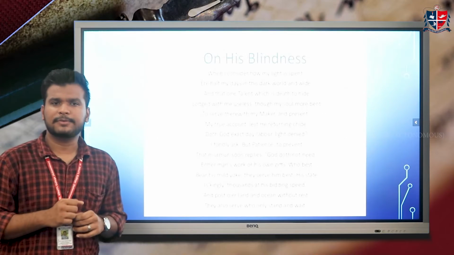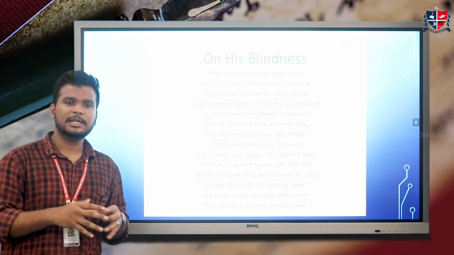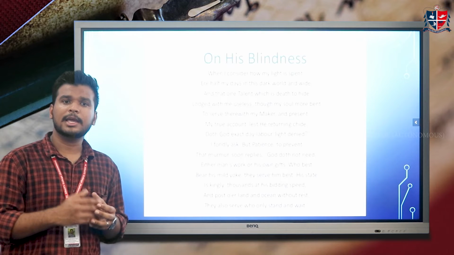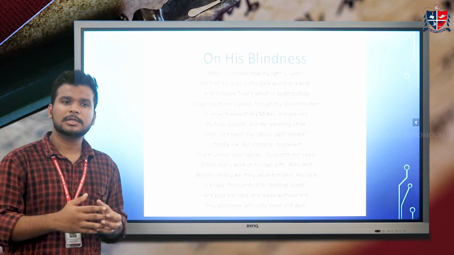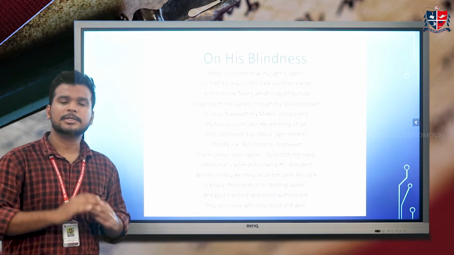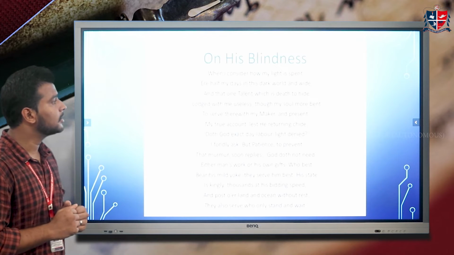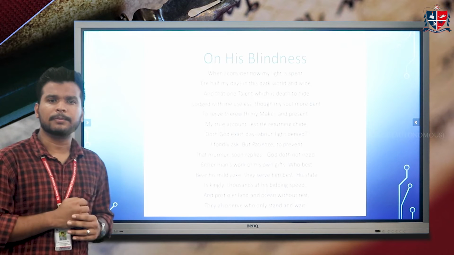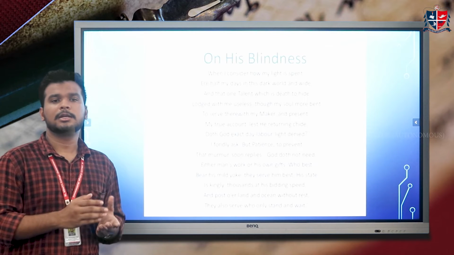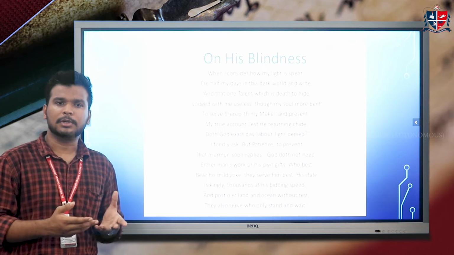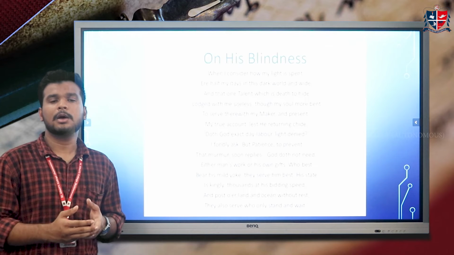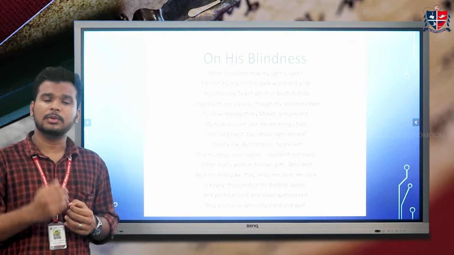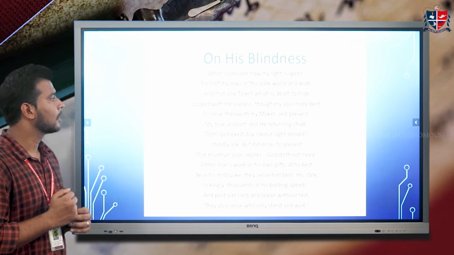In the first four lines, we can understand that Milton spends his life in darkness. Why? Because now he has lost his ability to see, so the entire world appears to him in darkness. And he doesn't know how to use this talent, the talent that God gave to him. That was to write, to inspire people, to educate people, to give them some message. But now, due to his blindness, he doesn't know how to use his talent.